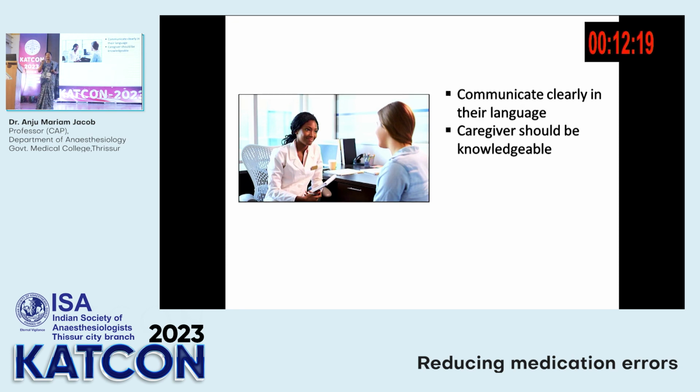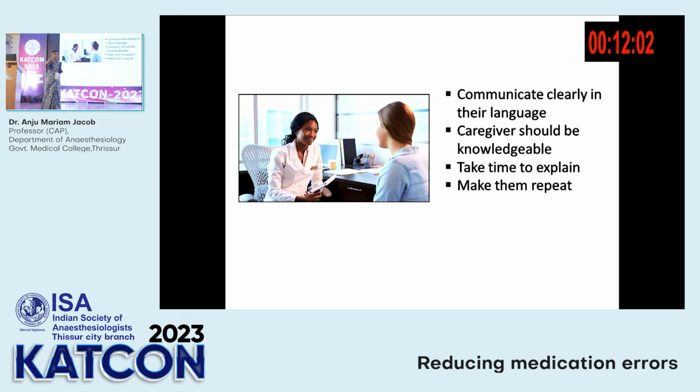What else? A good, knowledgeable caregiver. You have a choice between two people. Please pick the one who is knowledgeable and ask him to stay behind to look after the patient. Take time to explain and make them repeat. How do you know that they have understood what you have told them? You ask them to repeat to you.